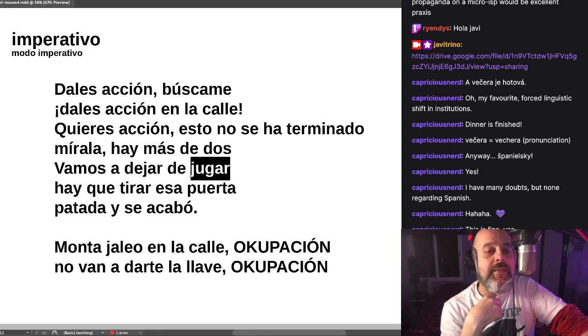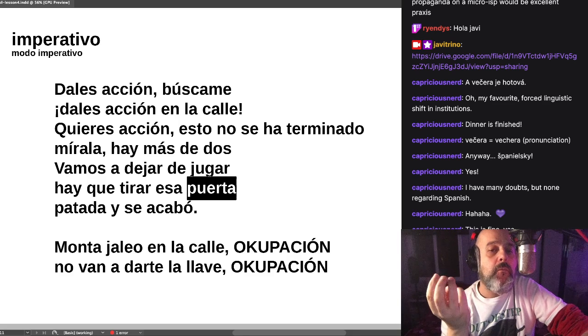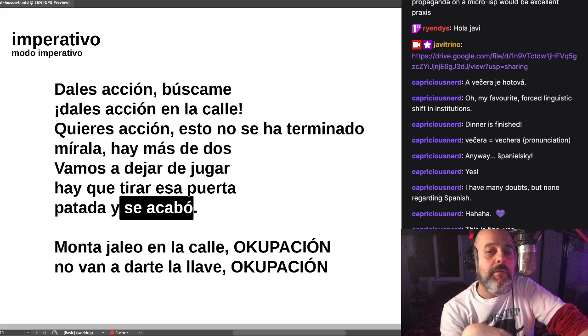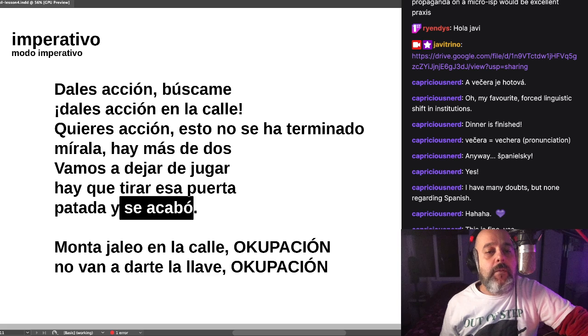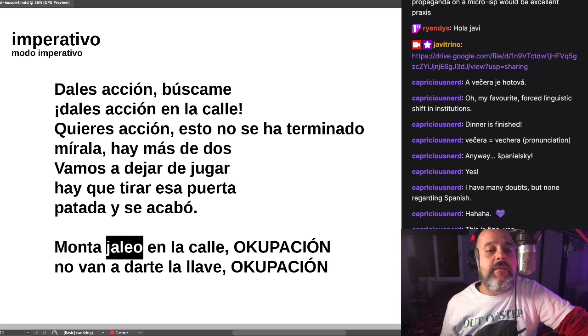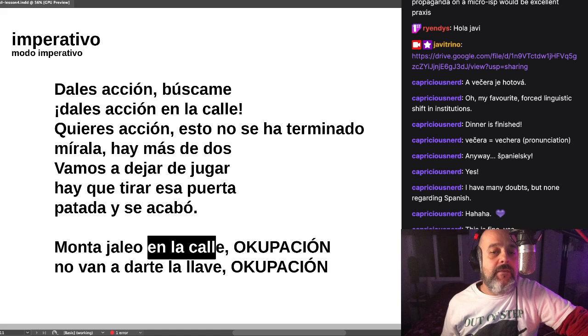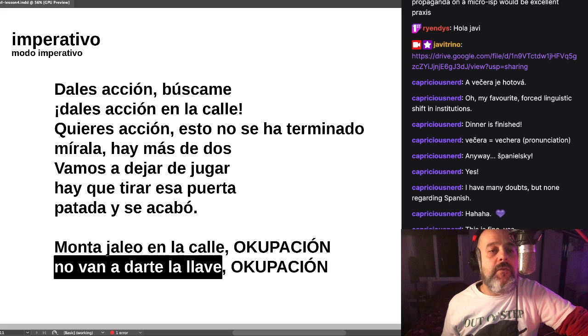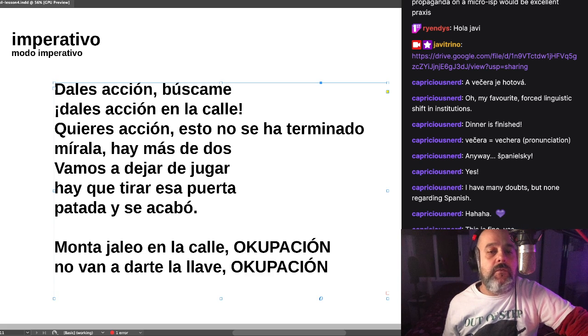Hay que tirar esa puerta. We have to throw that door down. We have to kick that door down. Hay que tirar esa puerta. Patada, a kick, y se acabó, and it's over. Yeah, kick it, and done. And again, monta jaleo en la calle. To montar jaleo is to make a riot. En la calle, in the street. Ocupación. No van a darte la llave. They're not going to give you the key. Ocupación. So let's go to verse number 2.